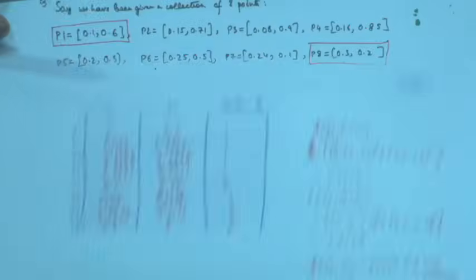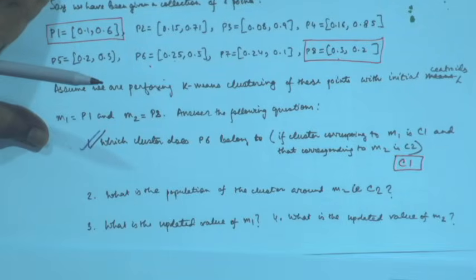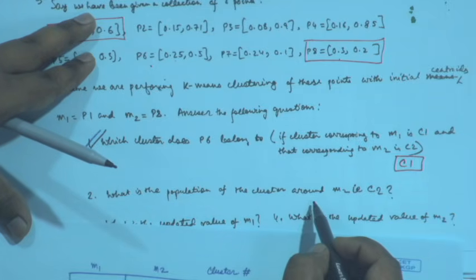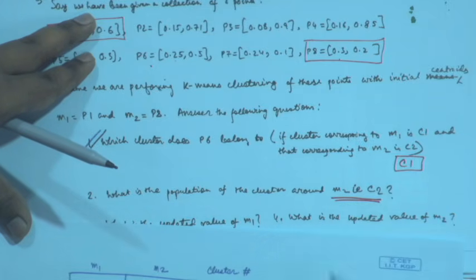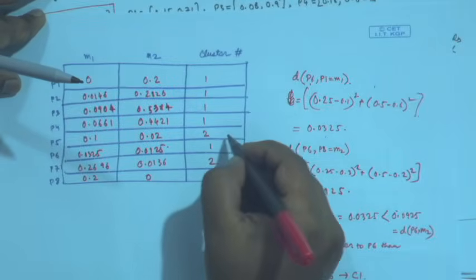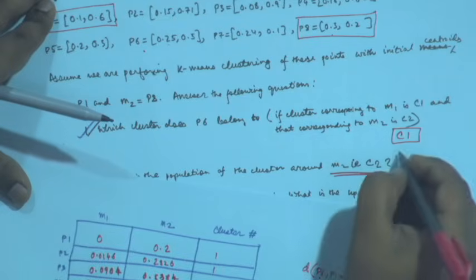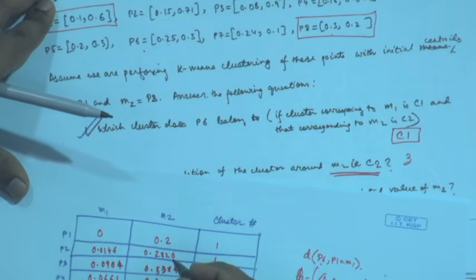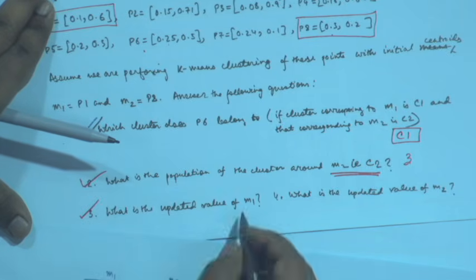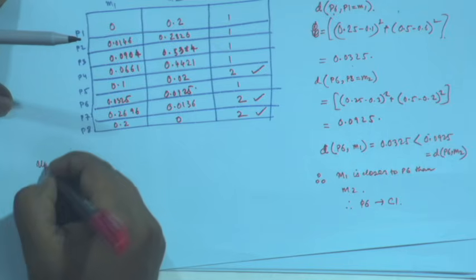So the answer to the first question here is C1, which cluster it belongs to. Now the second question is, what is the population of the cluster around M2, that is C2? So we see how many points belong to C2, 1, 2, 3. So the population is going to be 3. Then the next question is, what is the updated value of M1?